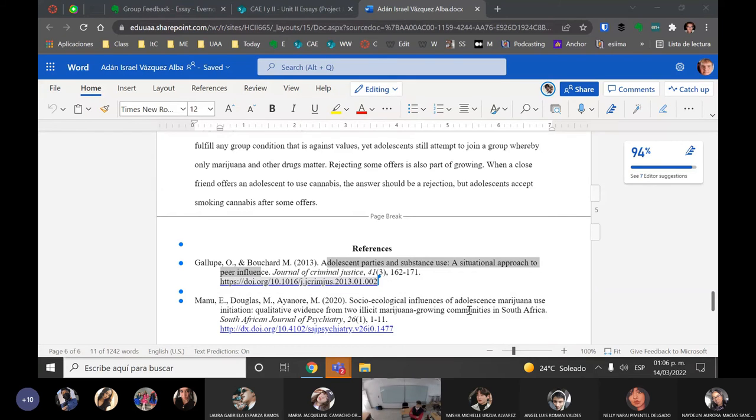If you have a DOI, just make sure that it's HTTPS usually, or HTTP. Good question. Yes.